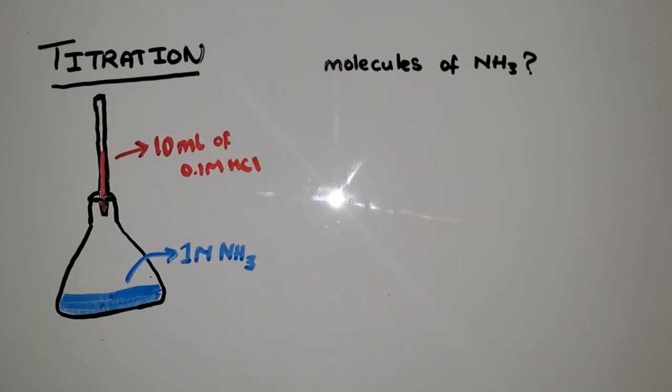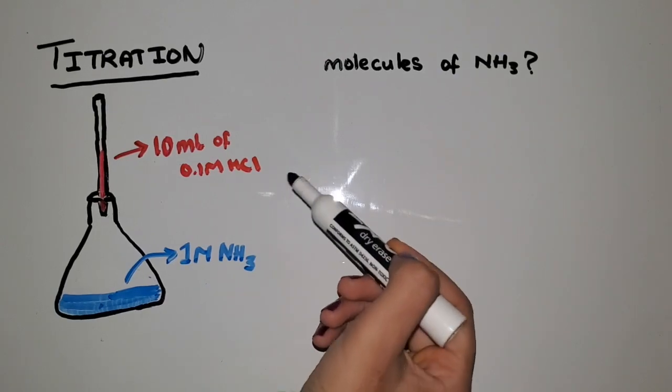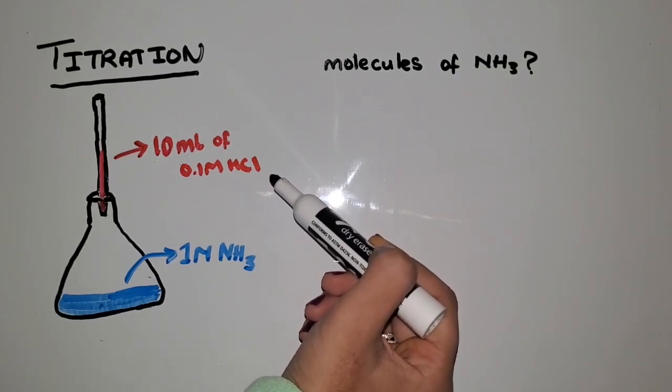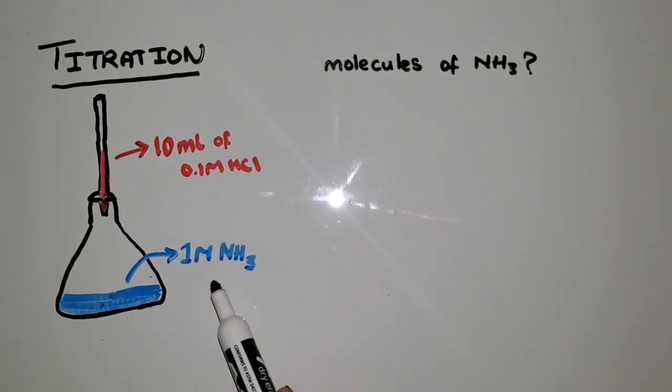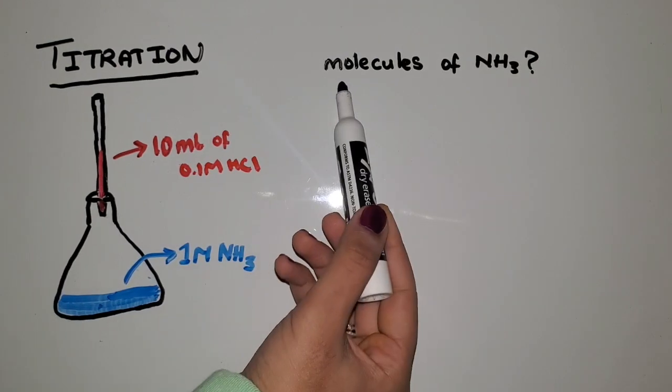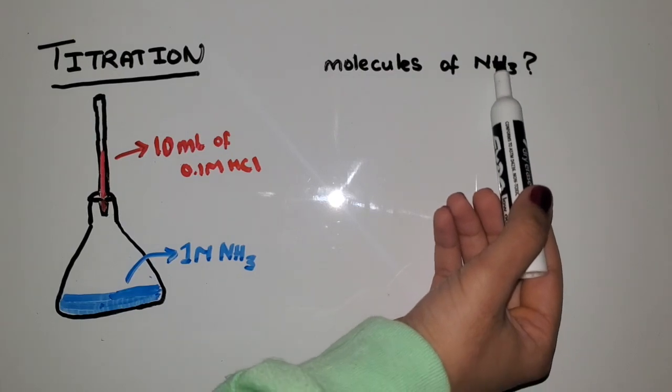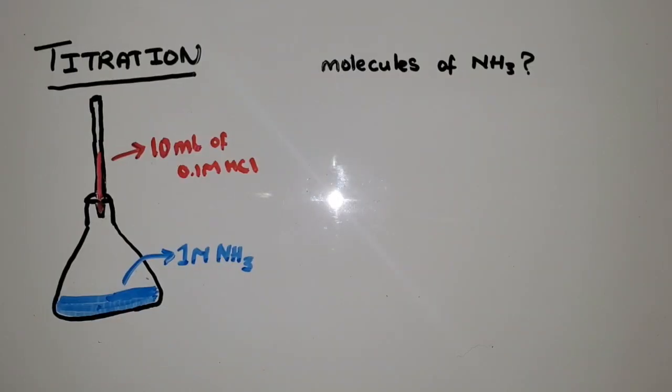So here I've taken out key pieces of information from the question. So let's just go over it again. We're trying to titrate a 1 molar solution of ammonia with HCl, and we're told that 10 mL of the 0.1 molar HCl was able to completely titrate the 1 molar ammonia solution. Now, the question is asking us to solve for molecules of ammonia. Before we go on, I want to make a list of things that you should have known in order to be able to solve this question.